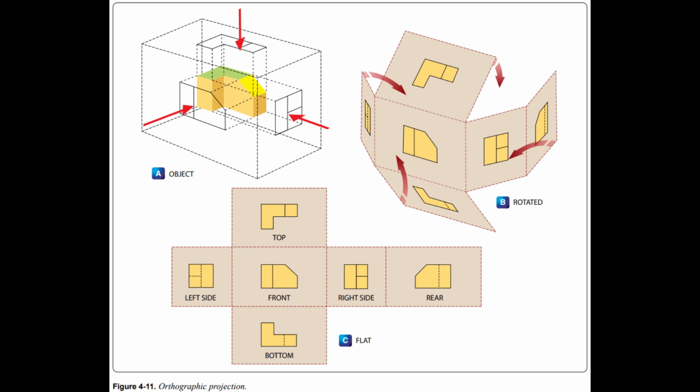It is seldom necessary to show all 6 views to portray an object clearly, therefore, only those views necessary to illustrate the required characteristics of the object are drawn. 1-, 2-, and 3-view drawings are the most common. Regardless of the number of views used, the arrangement is generally as shown in Figure 4-11, with the front view as principal view.